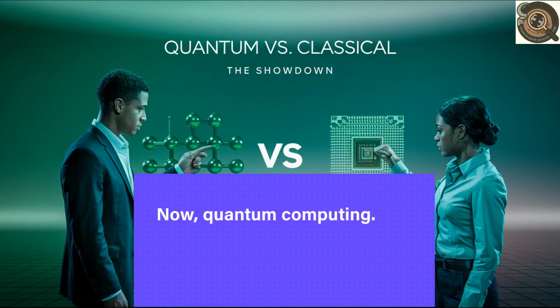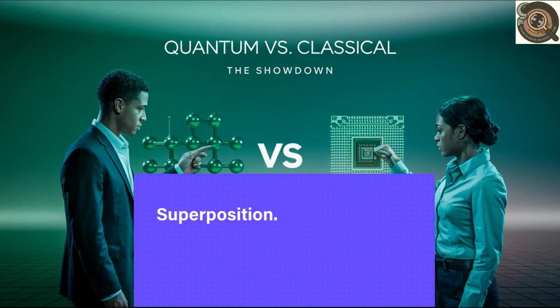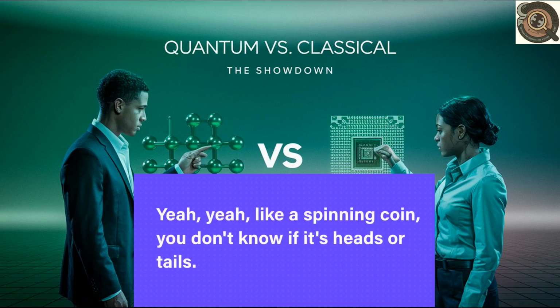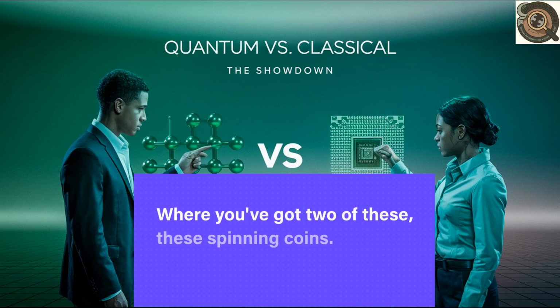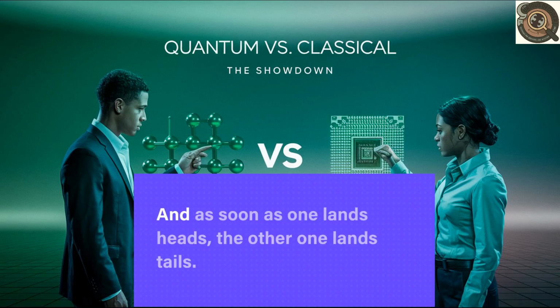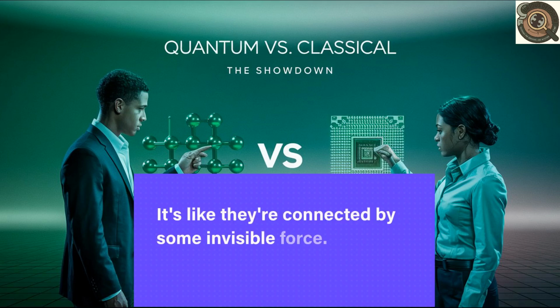Now, quantum computing, the new kid on the block, the explorer, the one forging new paths. Instead of bits, we have those qubits, which can be both 0 and 1 at the same time. Superposition, it's like a spinning coin. You don't know if it's heads or tails until it lands. And then you've got entanglement, where you've got two of these spinning coins, and as soon as one lands heads, the other one lands tails, even if they're light years apart. It's like they're connected by some invisible force.